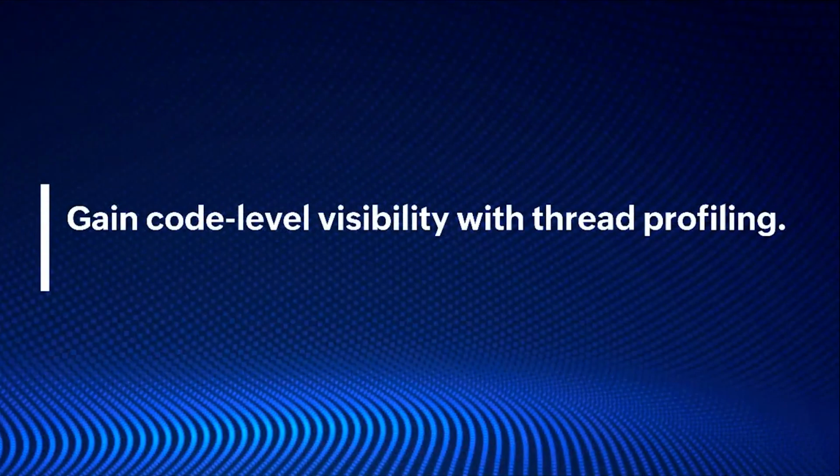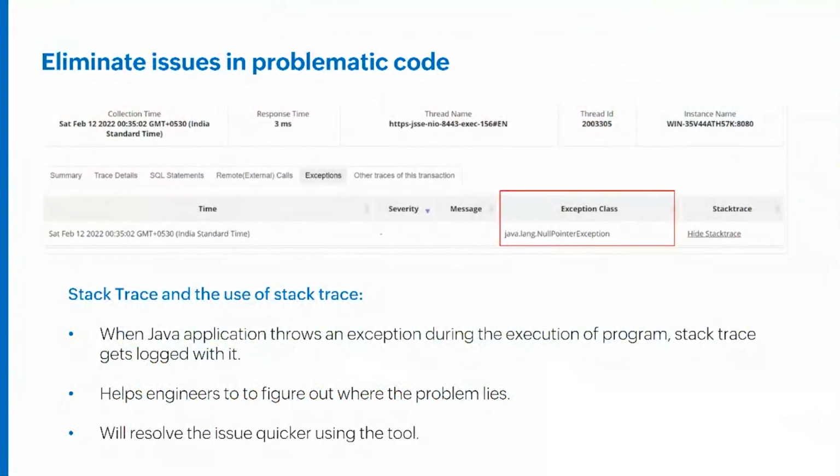Next, we shall discuss gaining code level visibility with thread profiling. Here, let us see the need for thread profiling under the topic of eliminating issues in problematic code. As you are aware, the stack trace represents the movement of an application during the execution of a program. When a Java application throws an exception, the stack trace gets logged within it.